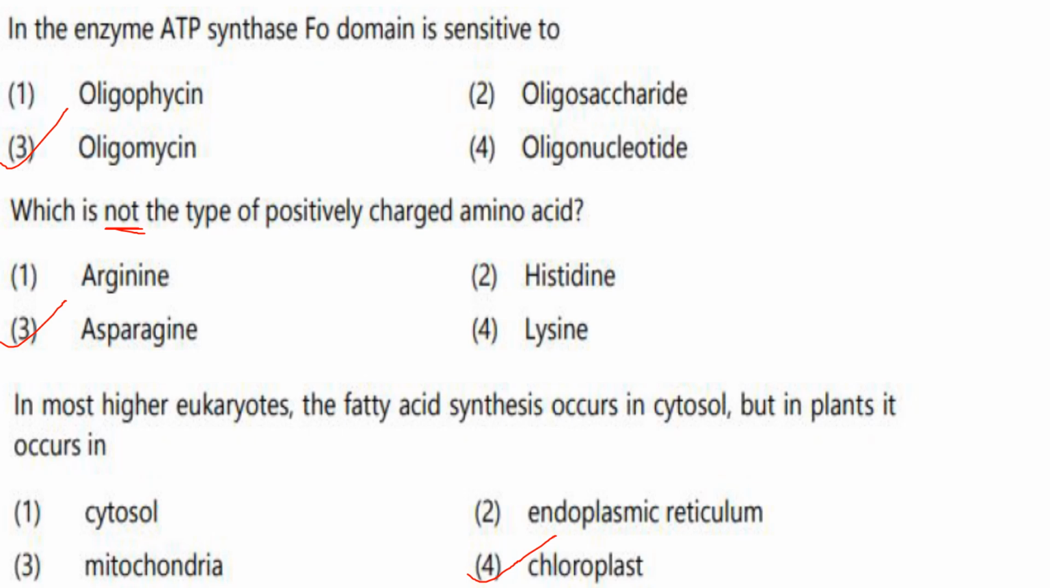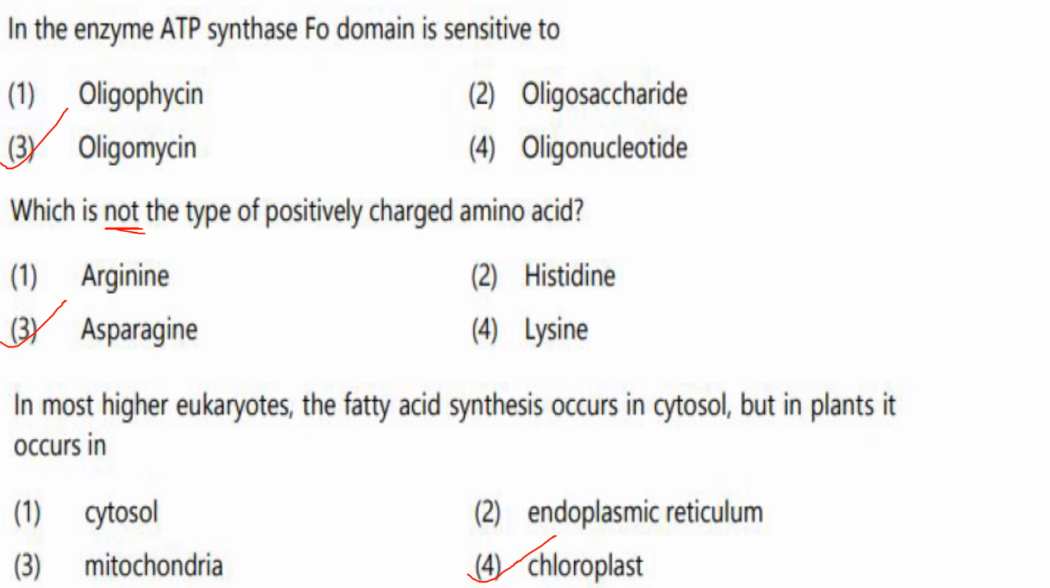And because of this oligomycin binding, there will be a block of proton flow through the F0 domain of ATP synthase, and this prevents ATP from being synthesized and thereby inhibits oxidative phosphorylation.